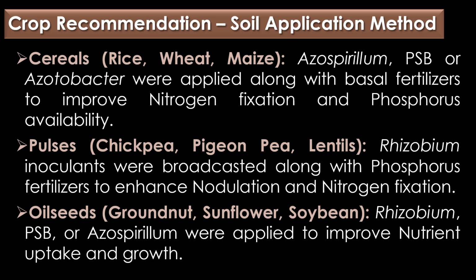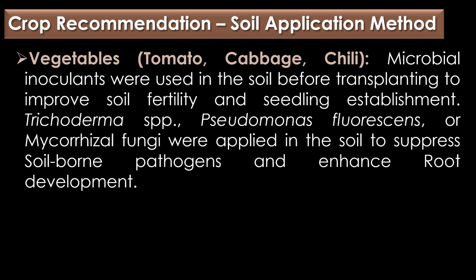nitrogen fixation. For oilseeds like groundnut, sunflower and soybean, Rhizobium, phosphate solubilizing bacteria or Azospirillum were applied to improve nutrient uptake and growth. For vegetables like tomato, cabbage and chili, microbial inoculants were used in the soil before transplanting to improve soil fertility and seedling establishment. Trichoderma species, Pseudomonas fluorescens or mycorrhizal fungi were applied in the soil to suppress soil-borne pathogens and enhance root development.